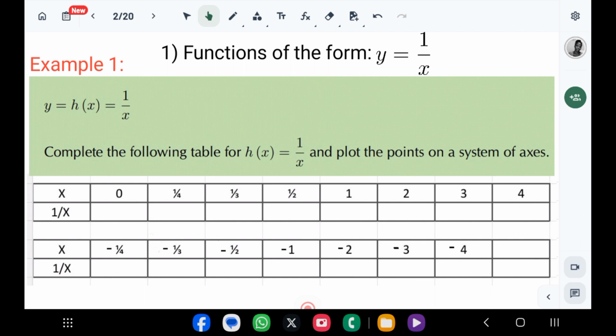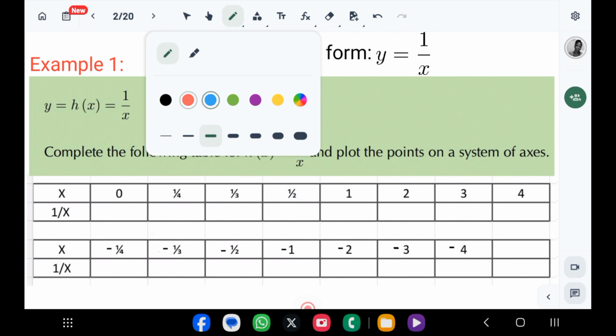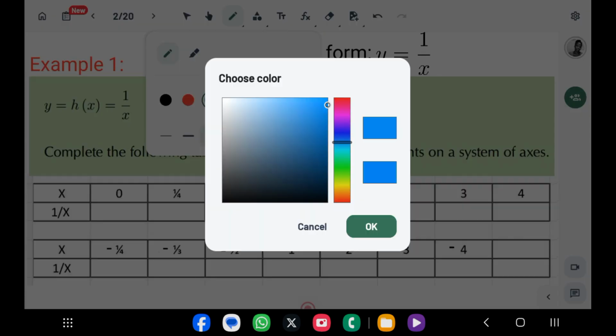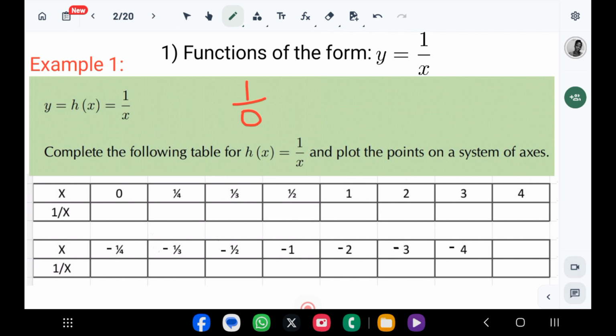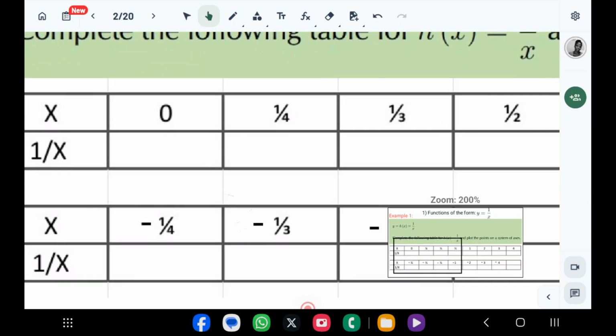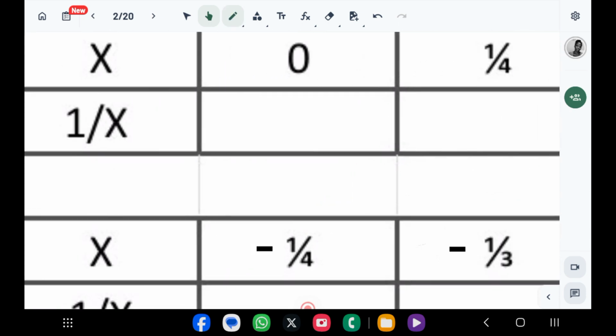Now, let's find the corresponding y values for these points. When x equals 0, we've got 1 over 0. 1 over 0 is undefined. Let's change this into my favorite color, which is undefined. You write that in the slot: when x equals 0, y is undefined.